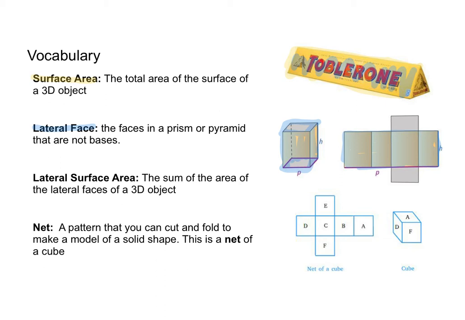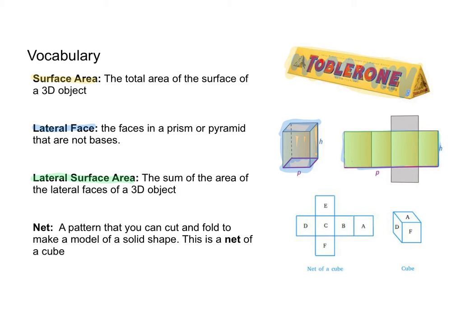And we need to know what the lateral faces are because sometimes we only need to know what our lateral surface area is, which is the sum of the area of our lateral faces. So again, if I was just looking for lateral surface area, I would just be looking for those parts. Everything but the base. What is the area of everything but our two bases?